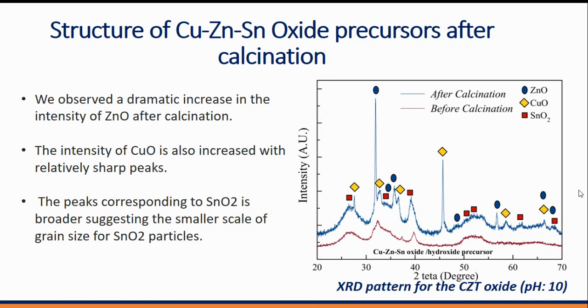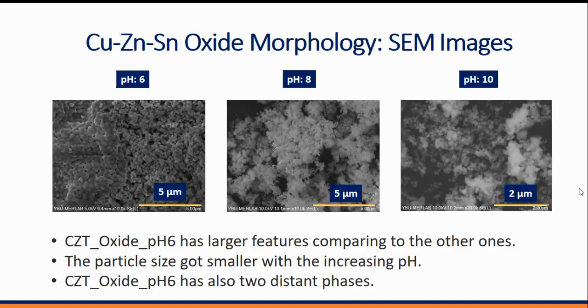And the structure of this material after calcination is they are all oxides. We observe oxides for all of them. And the intensity of the zinc oxide increases if we compare before and after the calcination. This suggests that the particles get bigger for the zinc oxide. But on the other hand, we haven't observed any dramatic increase for the copper oxide and tin oxide size especially. And this is suggesting that we got a smaller range of particles for the copper and the tin oxides compared to the zinc oxide. So let's have a look at the morphology of our samples.